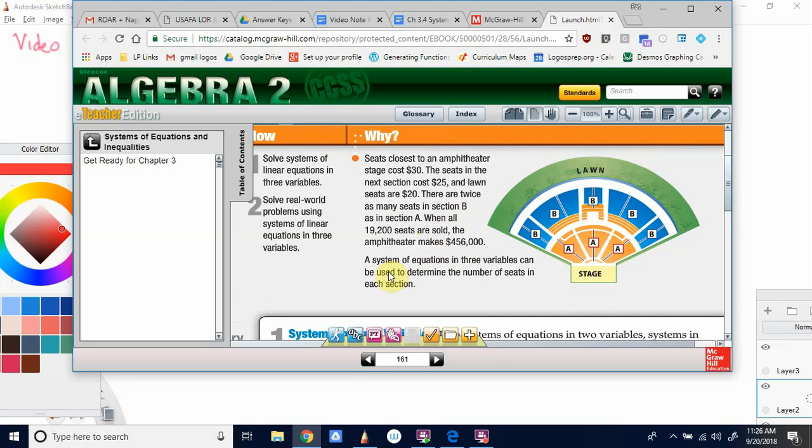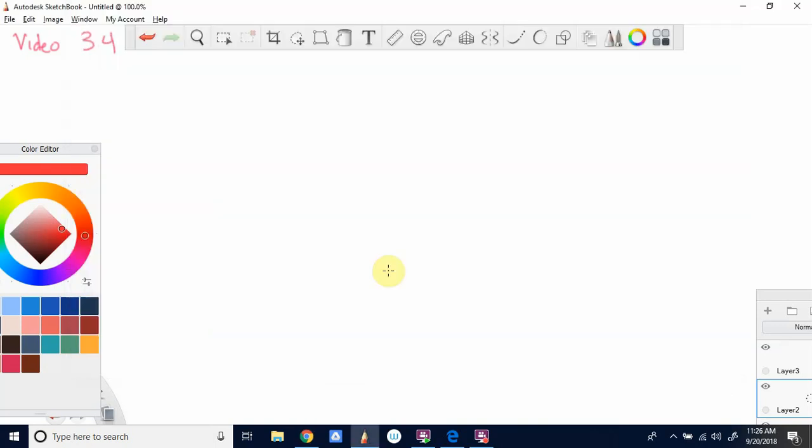So the first thing we have to do is identify what our variables are. X is going to be the number of seats in section A. We're going to let Y equal section B. And we're going to let Z equal section C. Now they tell us section A, they imply it, is $30 a seat. These are $25 a seat. And the lawns, oh, this is going to be lawn, sorry, not section C. And the lawns are going to be $20 a piece.